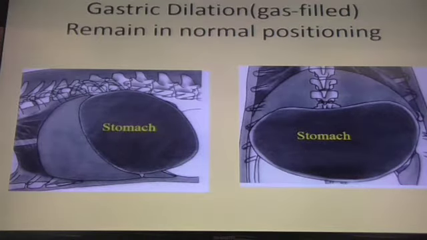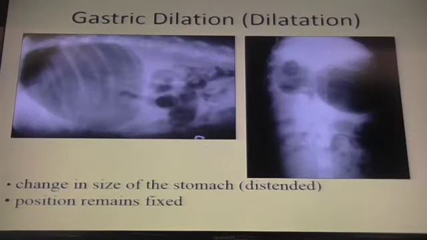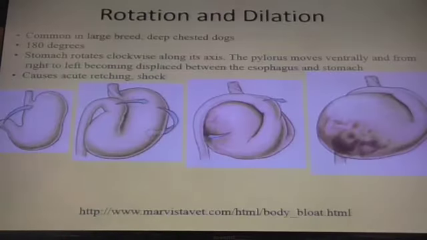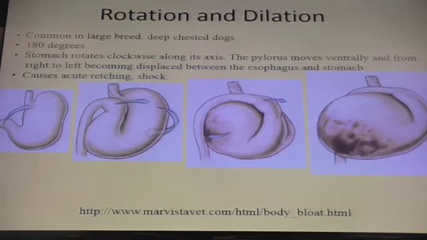Gastric dilatation versus GDV. Gastric dilatation, you know already the stomach is in its normal position. It's just distended. This is a gastric dilatation. GDV, it has twisted 180 degrees. So now, look how the pylorus is moving clockwise along this axis. So it moves ventral and to the right.